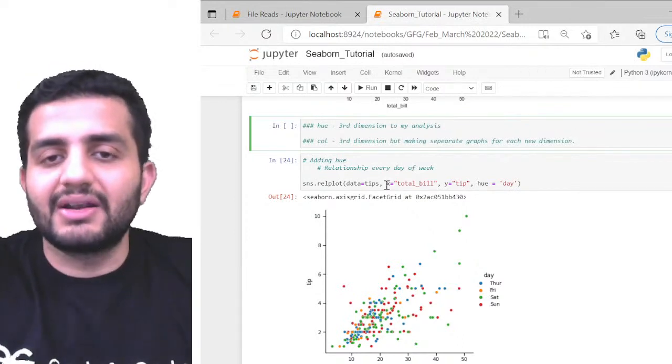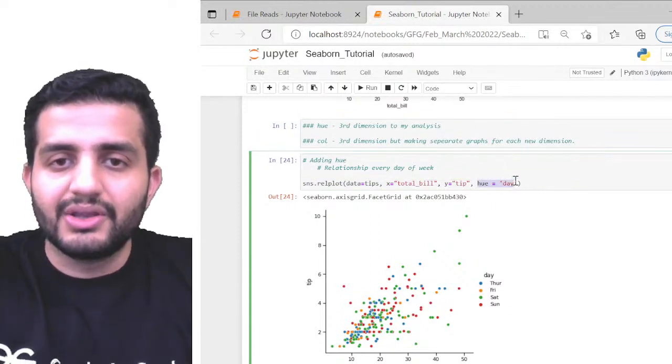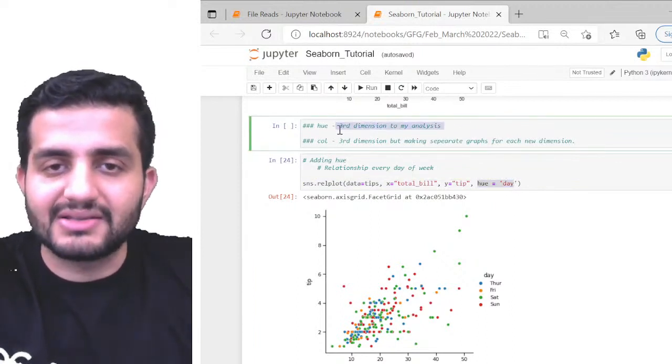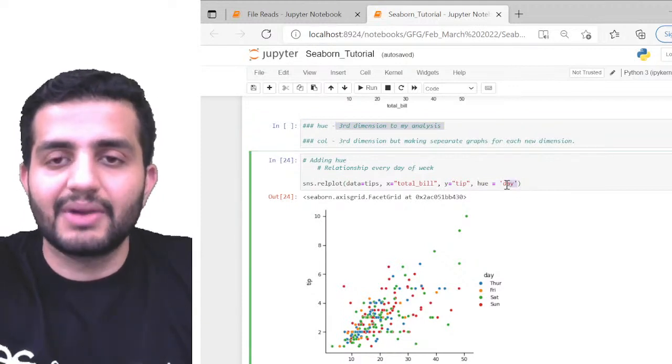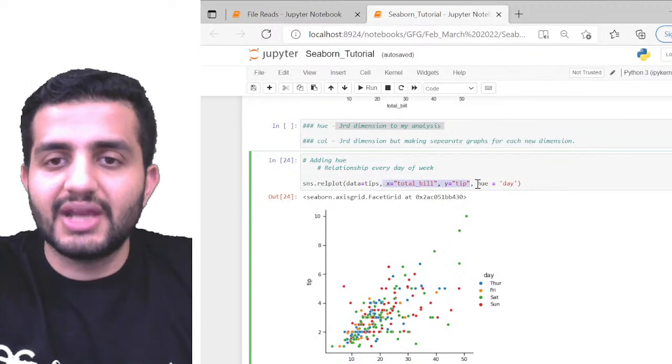So now on the same data, x is total bill and y is tips. I just added another argument, hue. Hue is like adding a third dimension to my analysis, right? So what I'm adding is day, for example. I want to know how the bill and tips are interacting on each day, right?